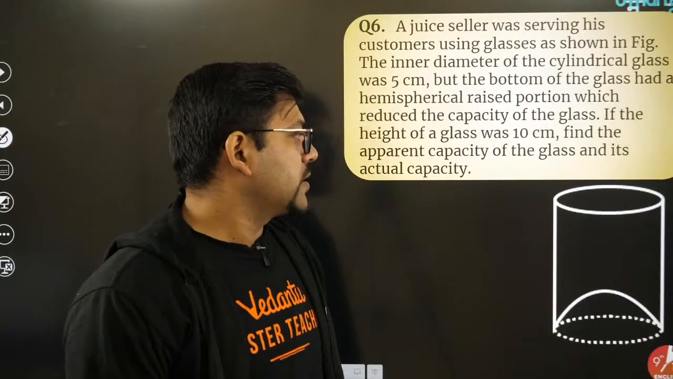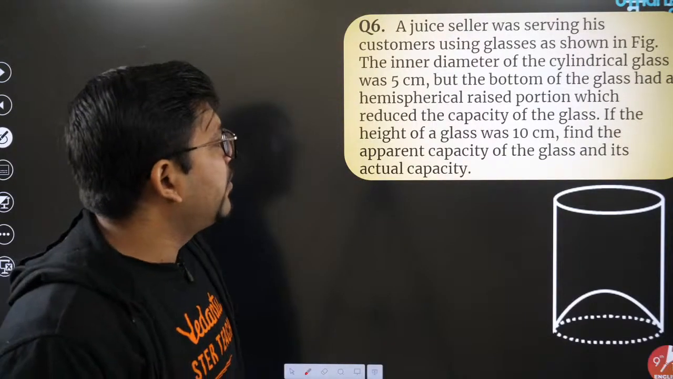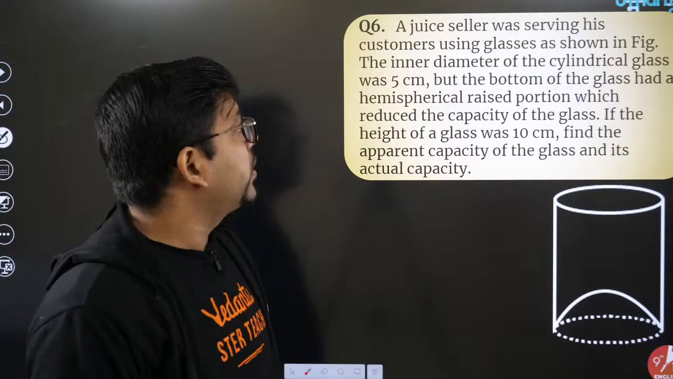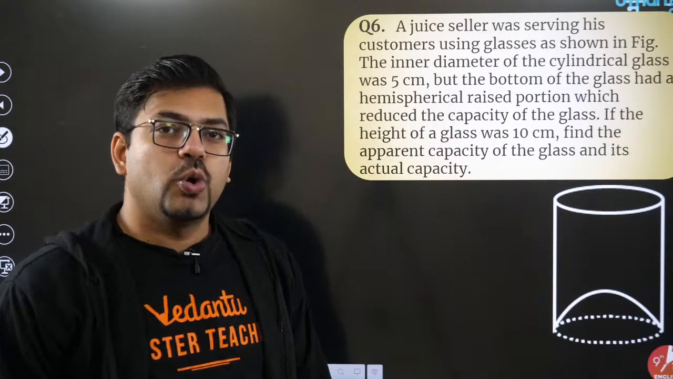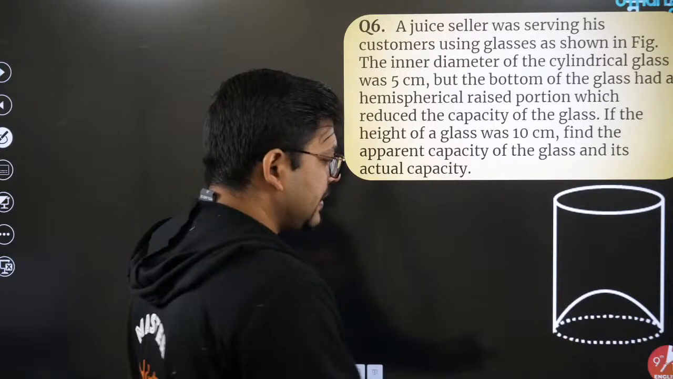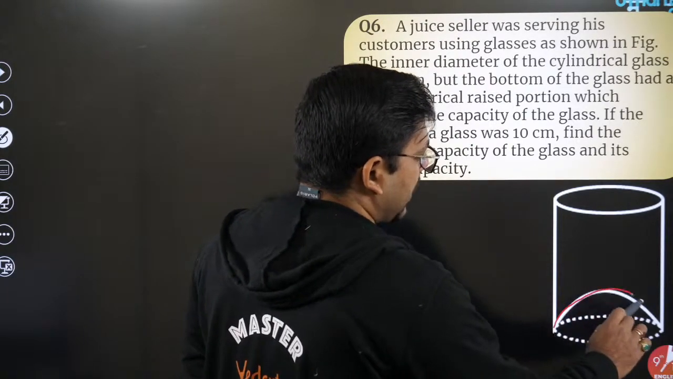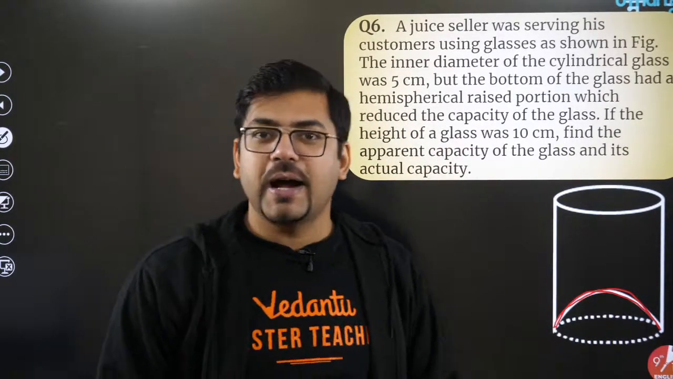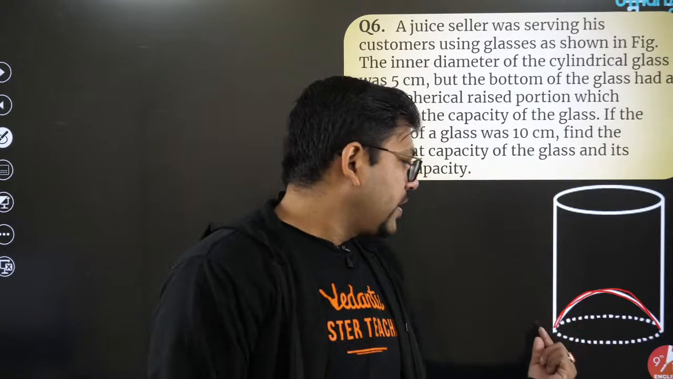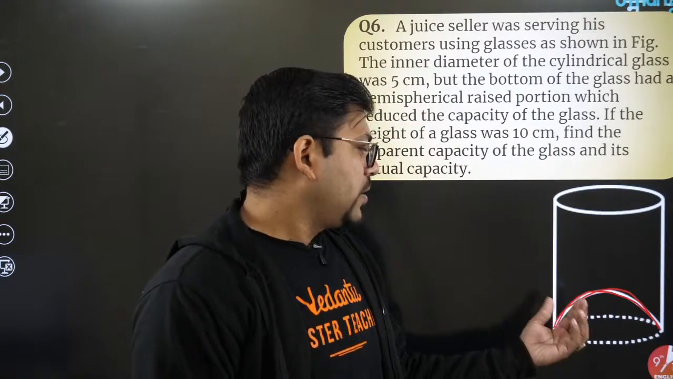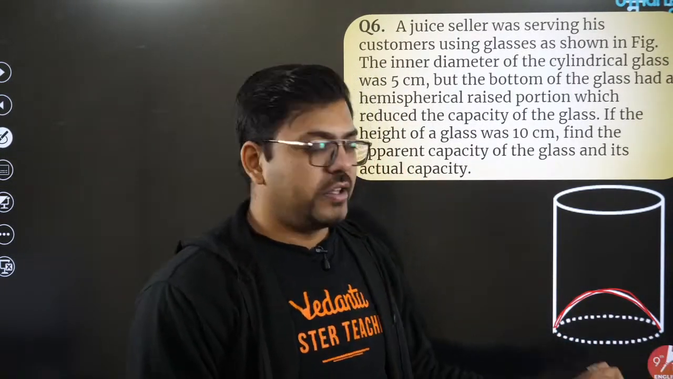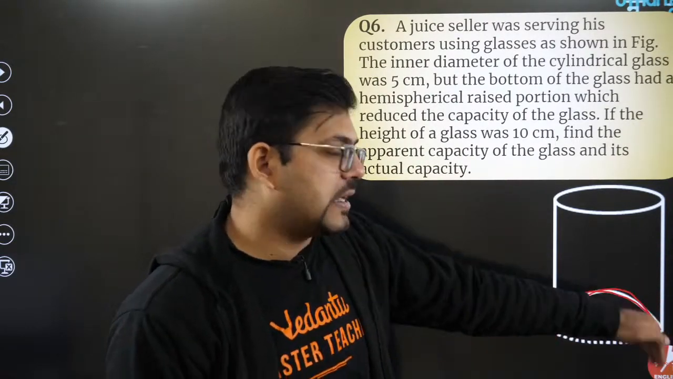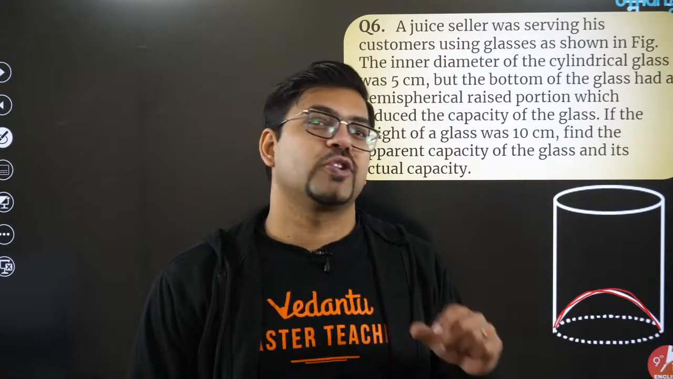Here we go. So this is the next question. This next question says we have to find the actual capacity and apparent capacity. Now what is this actual and apparent? What the question is saying is that there is a juice seller who has a glass. In this glass there is a bulged out portion. So basically this juice seller is trying to reduce the amount of juice. So he has made the glass like this, so that if you would have made a flat glass, this extra volume would have been in the juice glass. So he has made the glass like this, so that less amount of juice should be there.